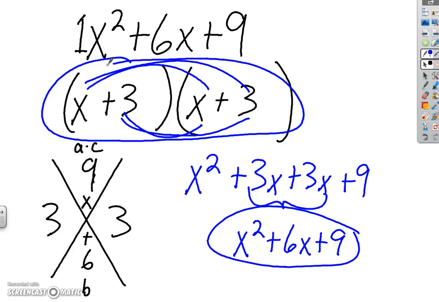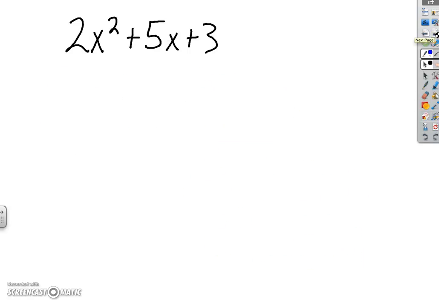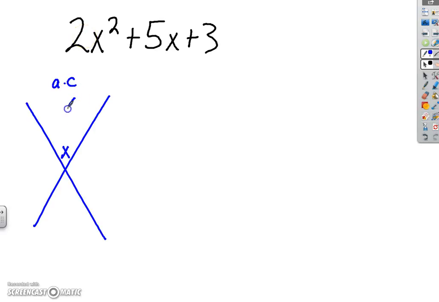Now we're going to take it up a notch, to where our a is no longer 1. In this one, we're still looking for two numbers that multiply together to equal a times c. Now a is 2, so 2 times 3 is 6, and they still add together to equal our b term, 5. So two numbers that multiply to 6 and add to 5. They need to be positive.